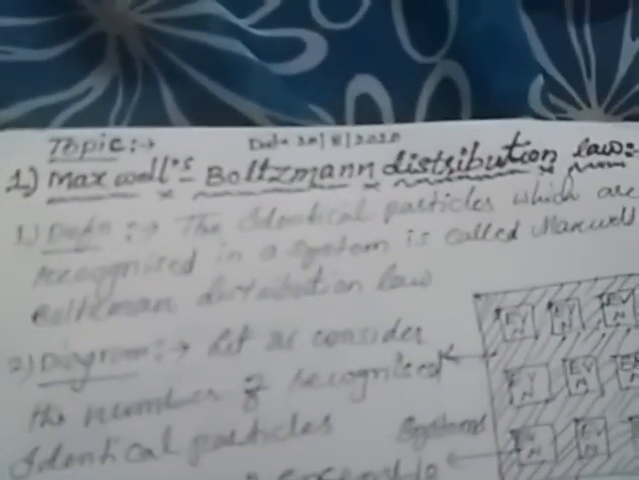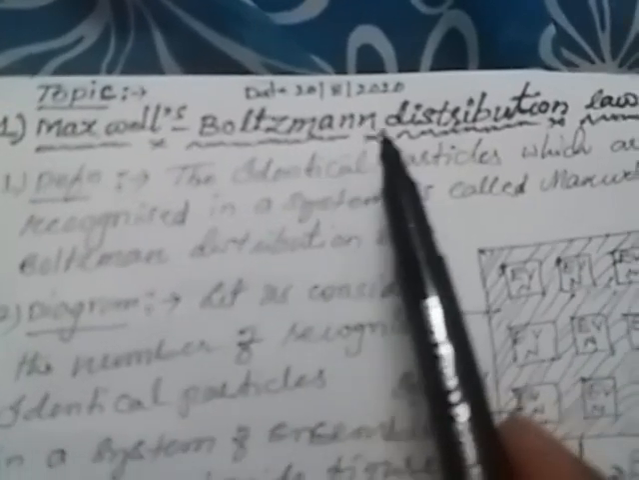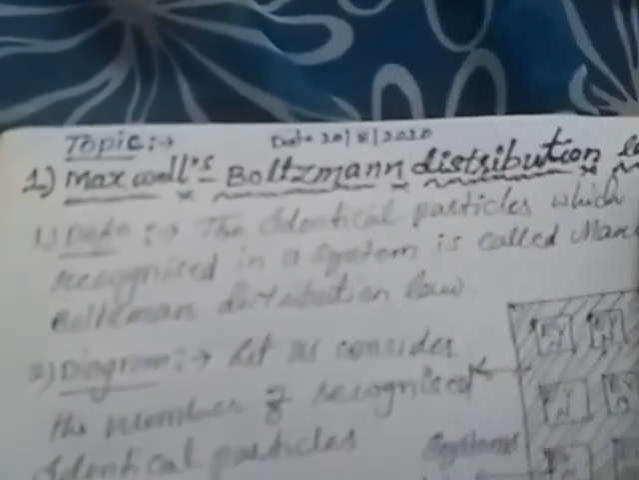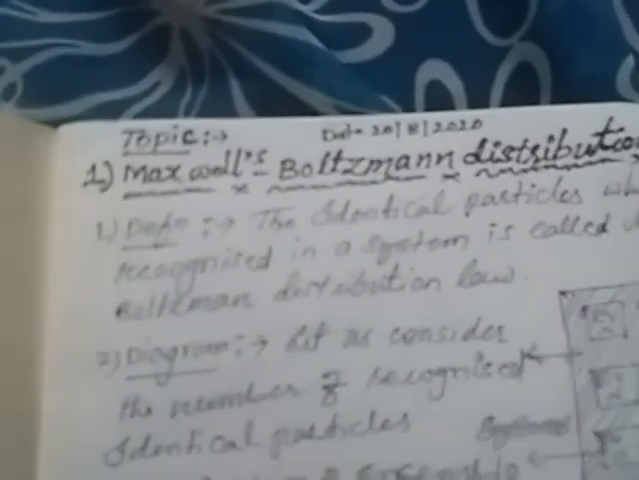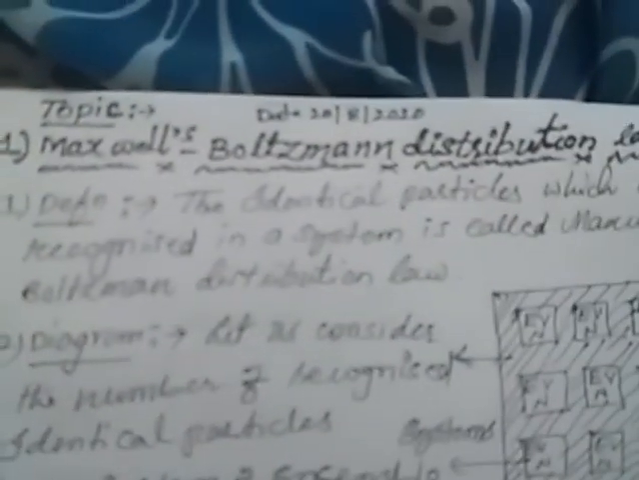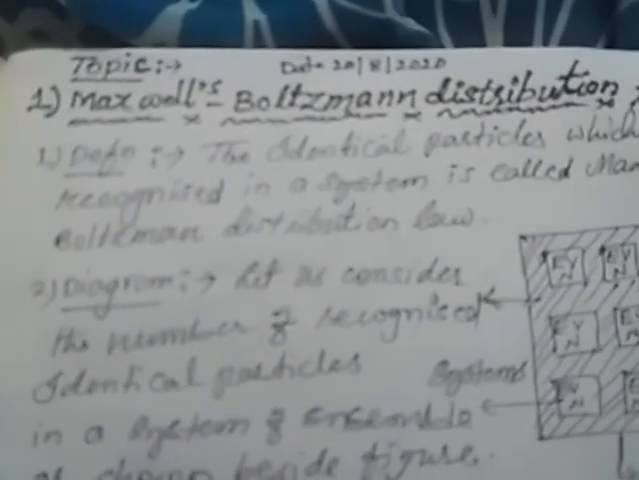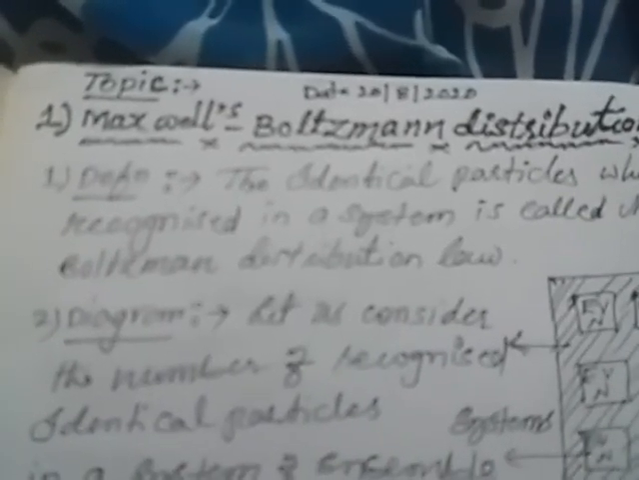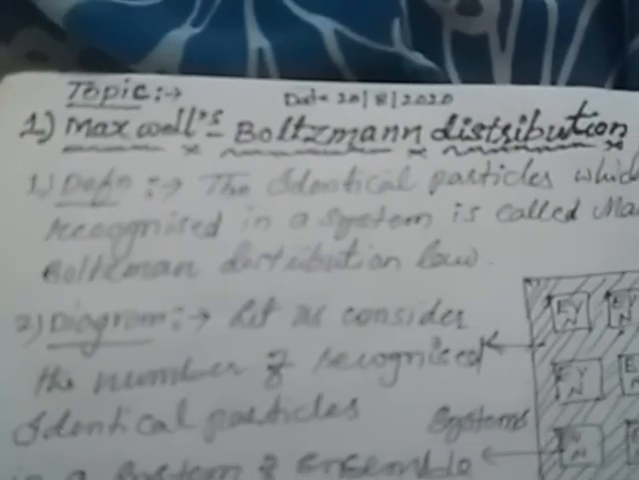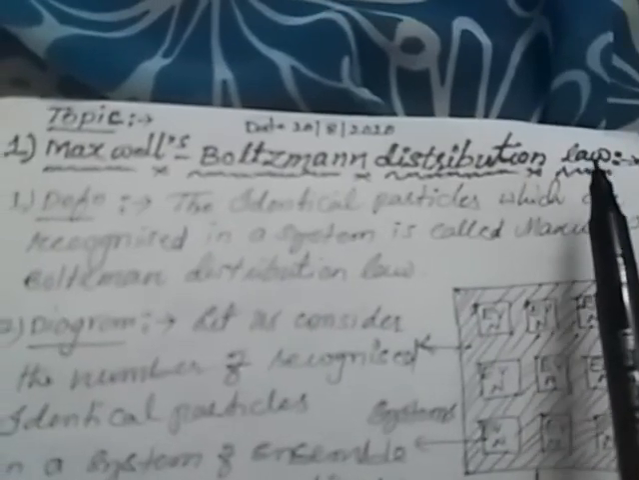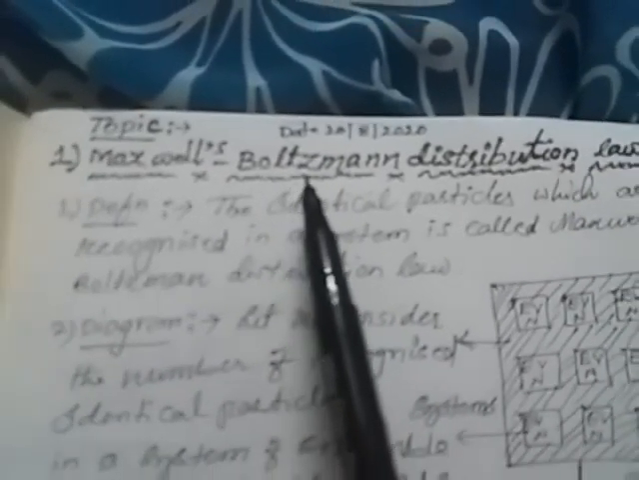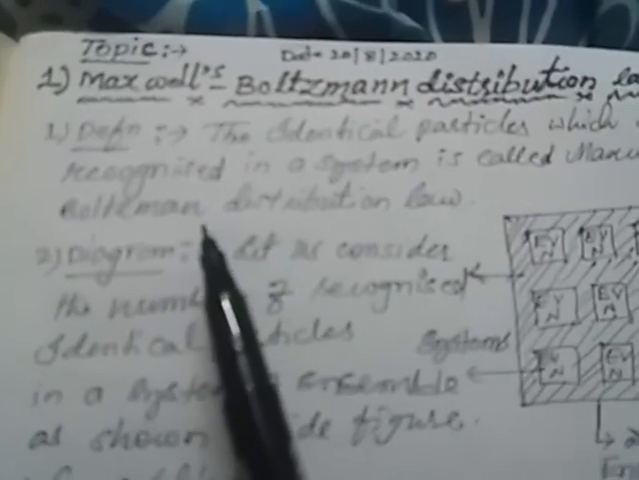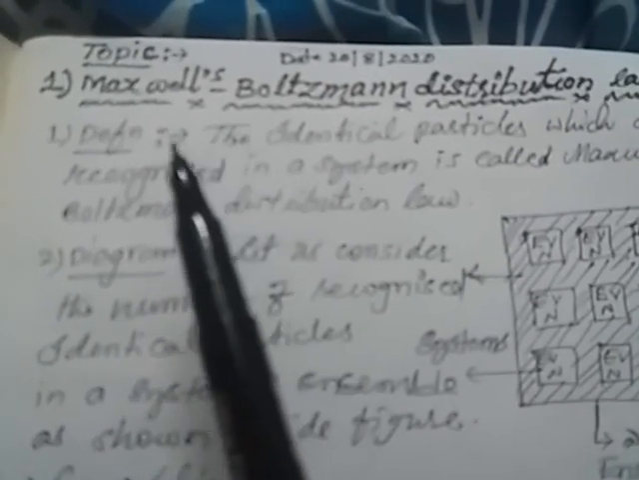The important topic is the Maxwell-Boltzmann distribution law. What is the main topic here? We should discuss the Maxwell-Boltzmann distribution law. How energy is distributed was determined by both scientists, Maxwell and Boltzmann, in statistical mechanics. Now we have to derive the distribution law of Maxwell-Boltzmann.